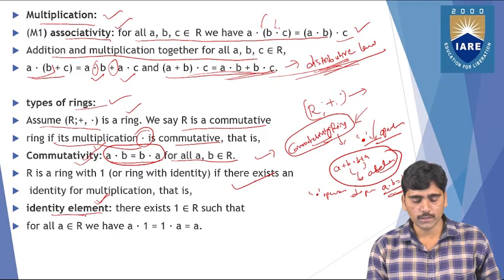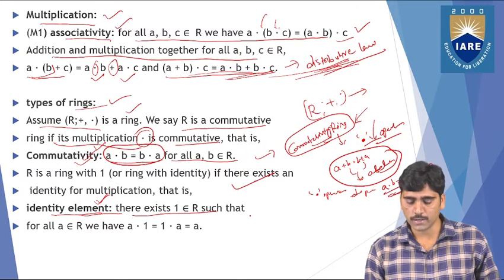And the next one is the identity element, or identity ring. The identity ring is one where there exists an identity element e equals 1, on what?